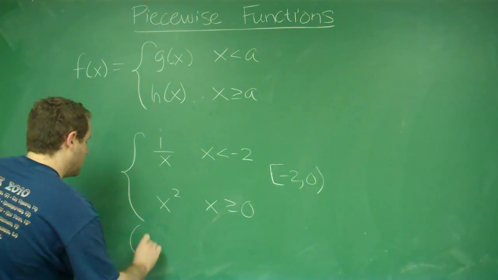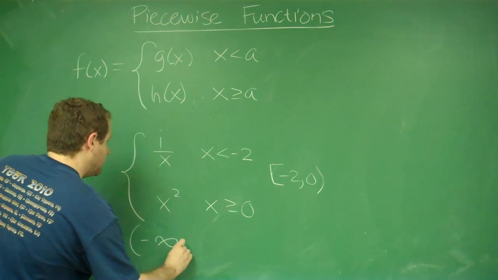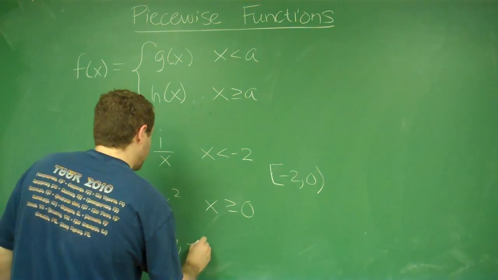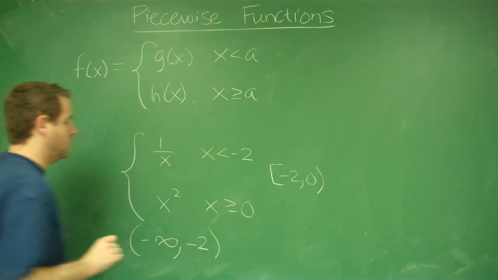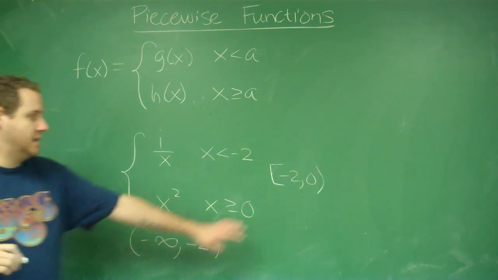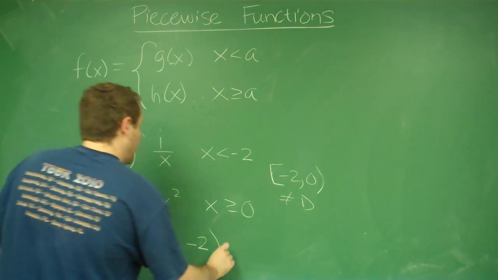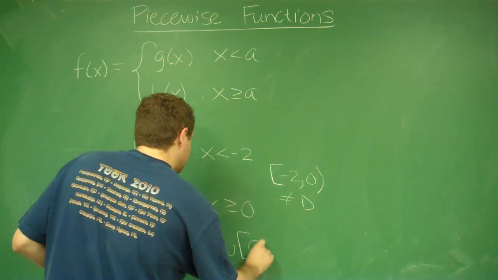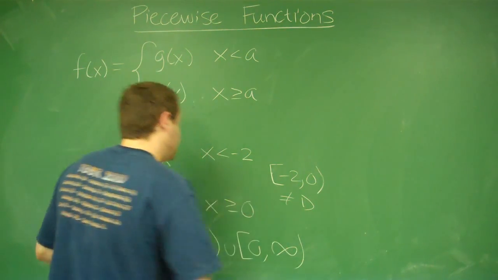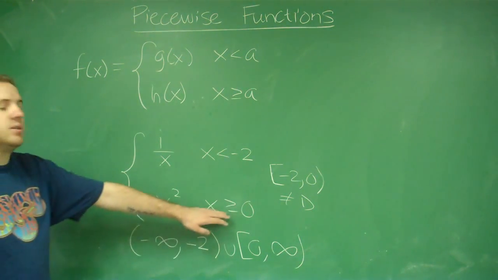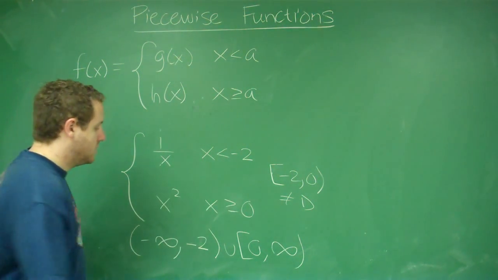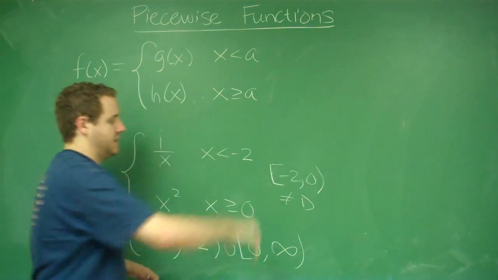So, your domain here would look like negative infinity up to negative 2. We don't have negative 2, because that's not in our domain. And we then have 0 to infinity. We can include 0 because it's or equal to. So what this means is we don't have this section right there.